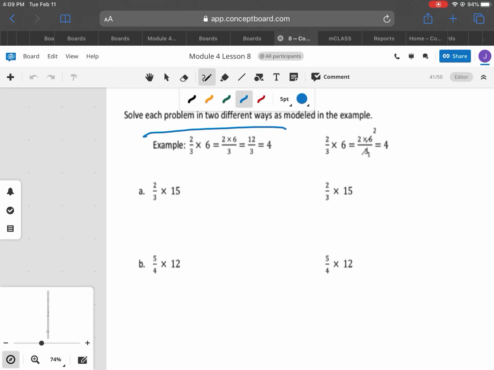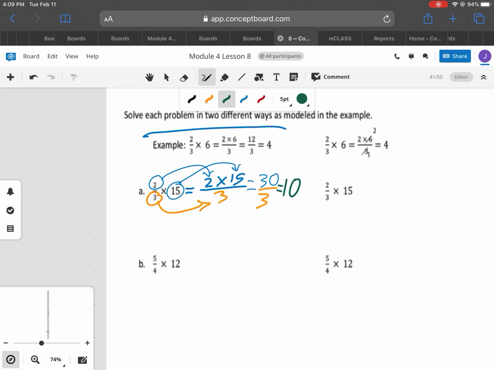So the first way we're going to do is the way on the left over here. Okay, so we're going to go across, and we're just going to put the 2 and the 15 together. And we have a 3 on the bottom. So here's a 3. And then we have our 15 and our 2 on top. Okay, if we continue on this, we have a 30 on top because 2 times 15 is 30, and we keep the 3 on the bottom. And then we divide 30 divided by 3, and that gives us 10.